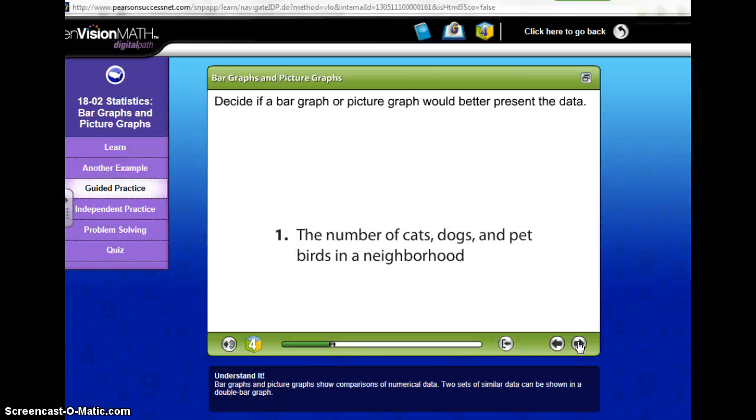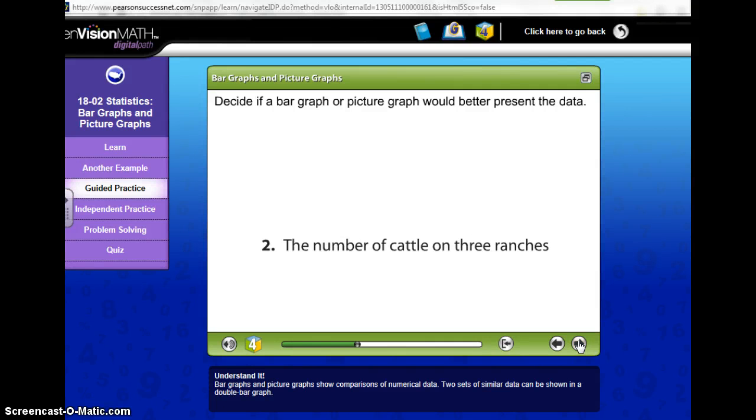Okay? Now, if you're dealing with big amounts of numbers, like large numbers, let's pretend you live in a neighborhood that has, oh goodness, 27 cats, then you could make a key so each cat represented 2 or 3. That's right. Okay, here's some more information.